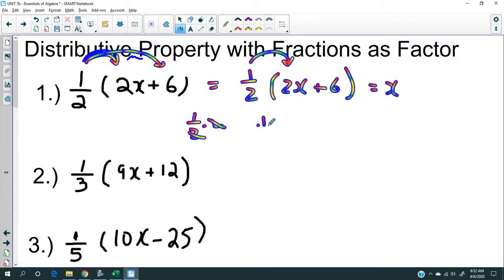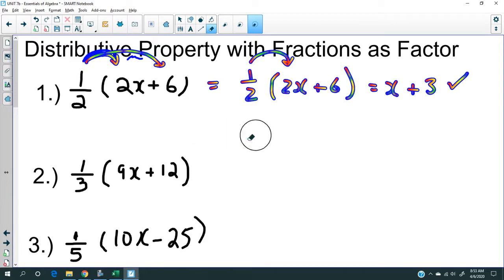1/2 times 6. What's 1/2 times 6? You could do 6 over 1, and then cross cancel. So that's 3, right? 1 times 3, it's 3. 1 times 1 is 1. So that's just x plus 3. That's it. Okay? All right.